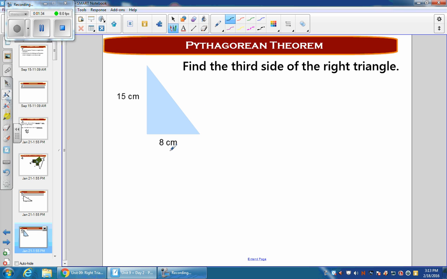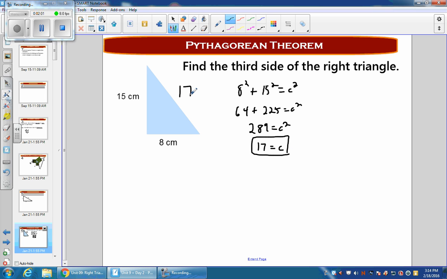Now, the first couple are just using the normal rules. 8 squared plus 15 squared is equal to c squared. This becomes 64 plus 15 squared is 225. And then when I add these together, I get 289. And when I take the square root, I get 17. That's nice when it works out perfectly. 8, 15, 17.